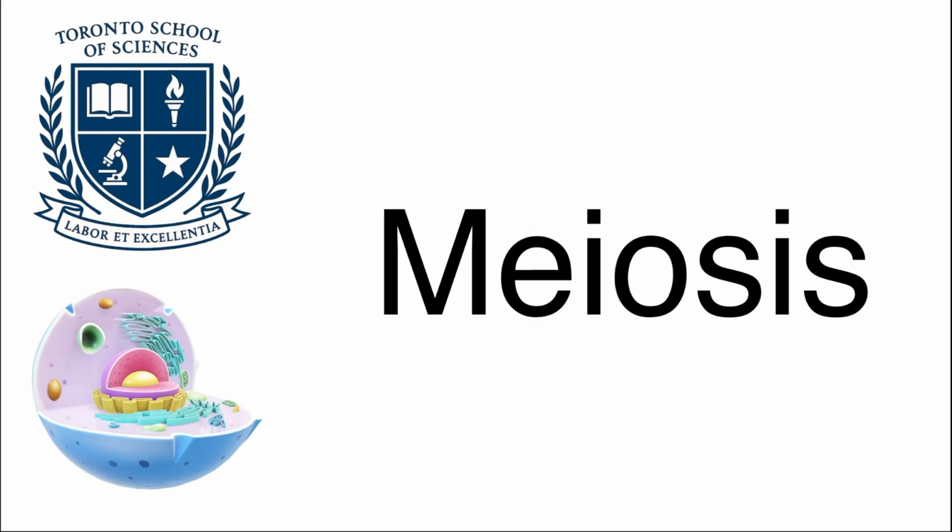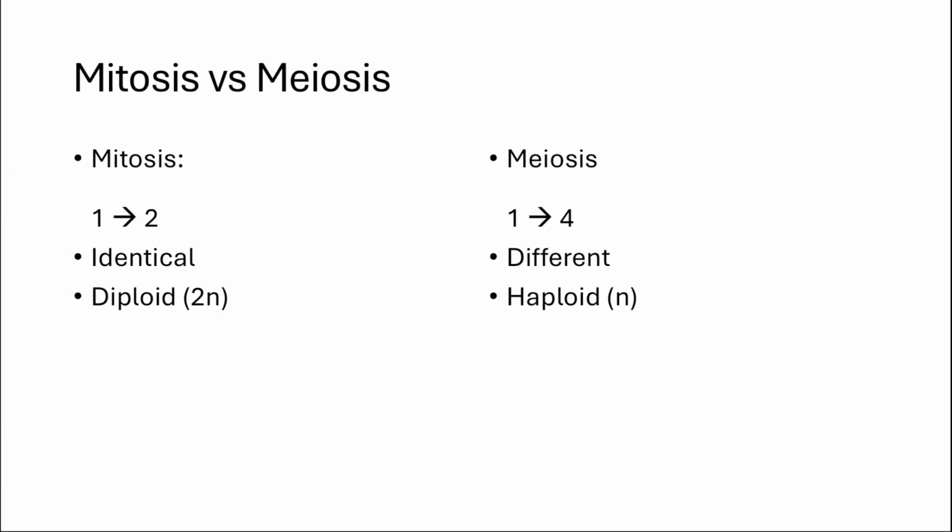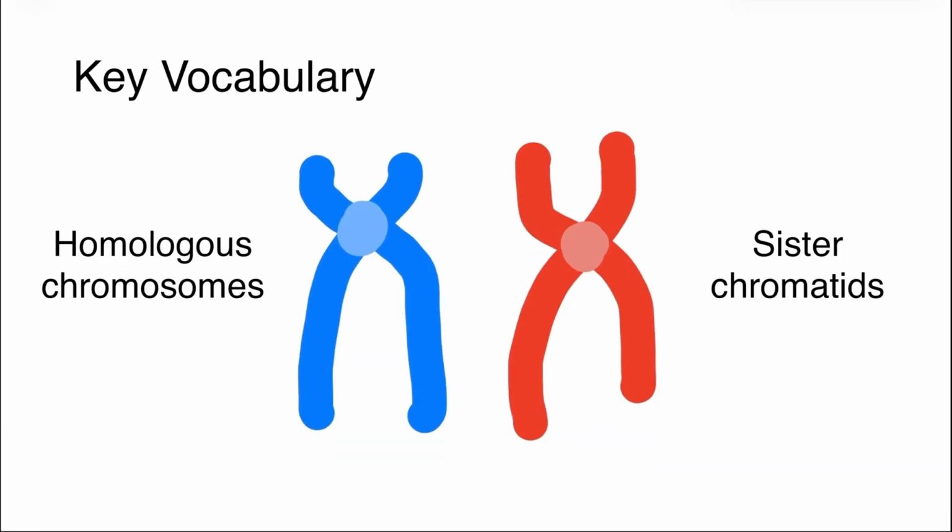Hey guys, today we're going over meiosis, which is the type of cell division that makes gametes like sperm and eggs. Unlike mitosis, which makes two identical diploid cells, meiosis produces four genetically different haploid cells in most cases. Before we start, two key terms matter.